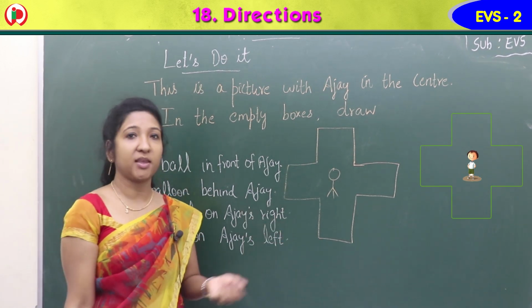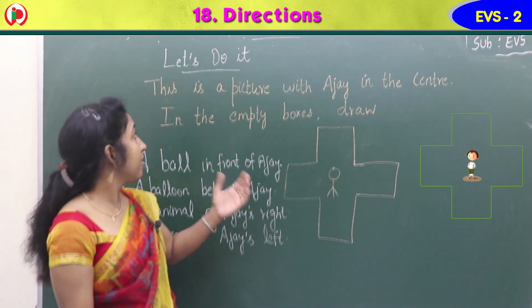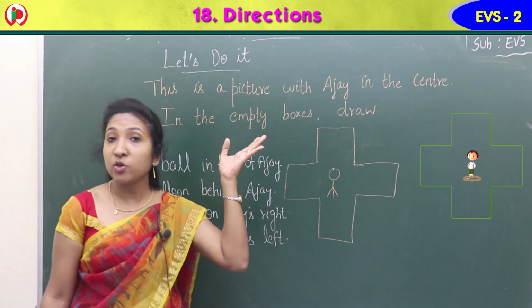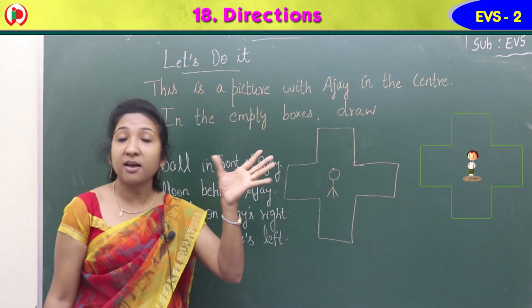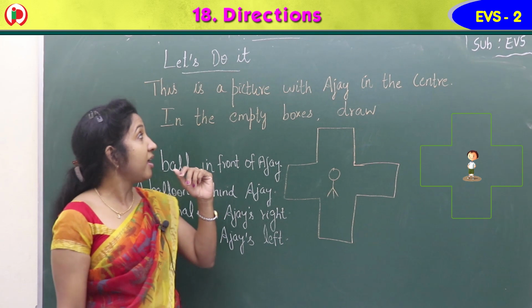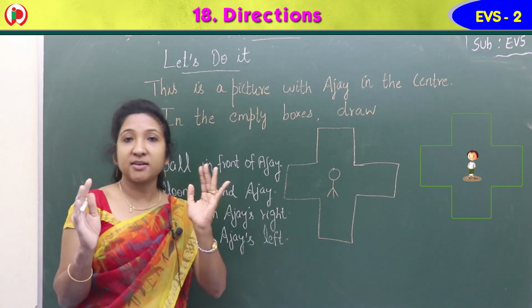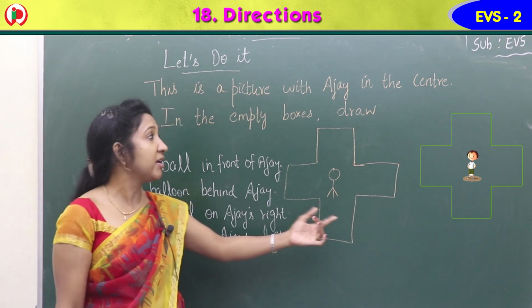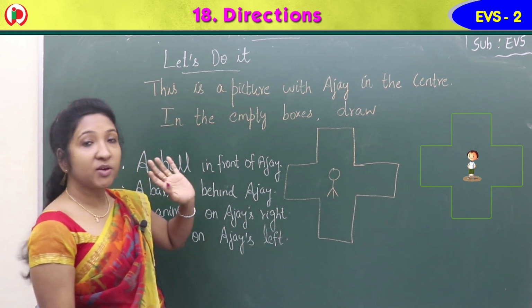Next exercise in the workbook is, let's do it. So you have to do something. Okay, let's see what you have to do. This is a picture with Ajay in the center. So in the workbook you can see children, a picture is given. There one boy is there. His name is Ajay. Ajay is in the middle of the picture, or the center we can say.